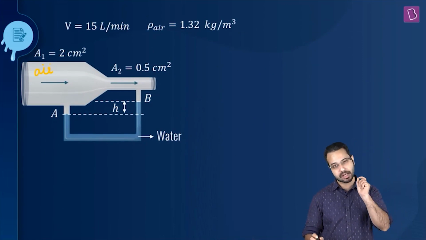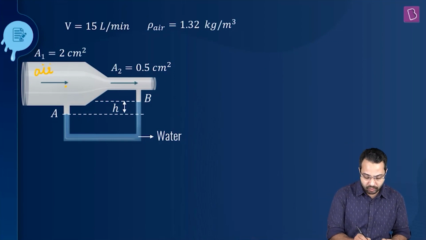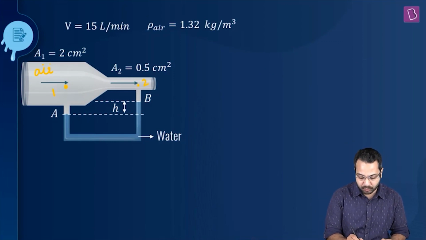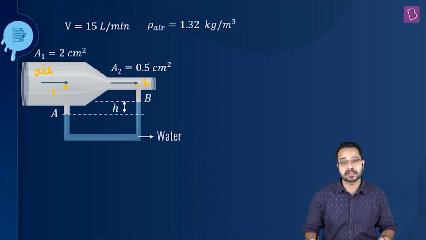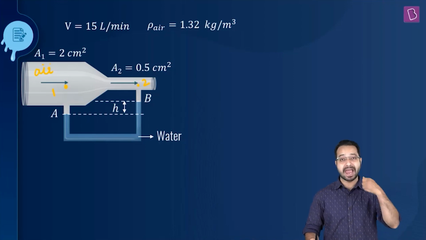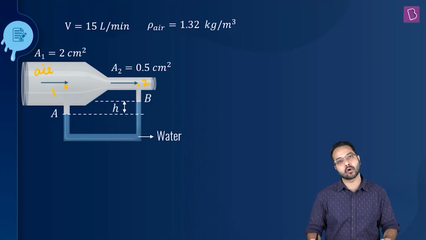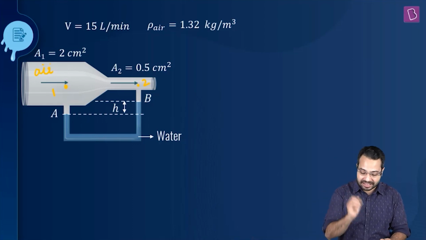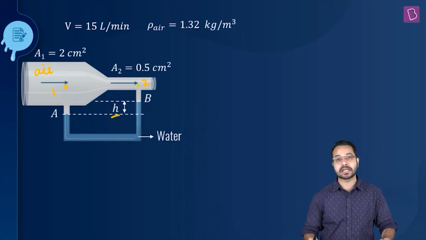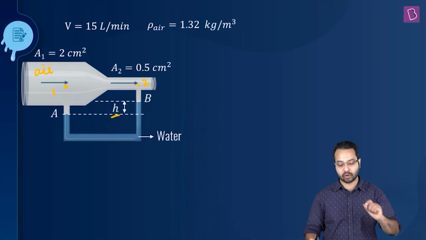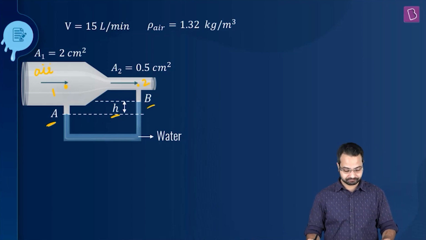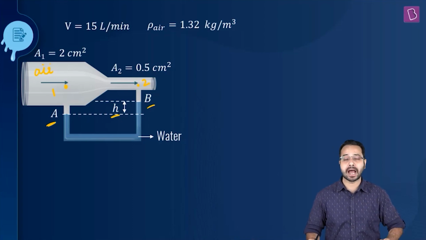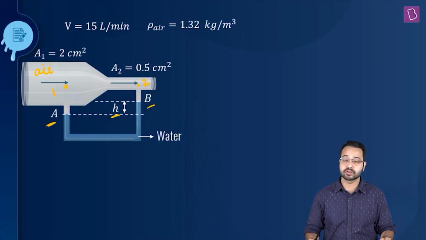Okay, make a note that air is flowing through it. Now if I call this point 1 and if I call this point 2, then the cross-sectional area at points 1 and 2 is different. Hence, the speed at these points is going to be different. Hence, the pressure at these points are also going to be different, and that is going to cause the difference in height of the water column for this AB tube which is attached. Alright, so obviously we have to use Bernoulli's equation to solve this question.